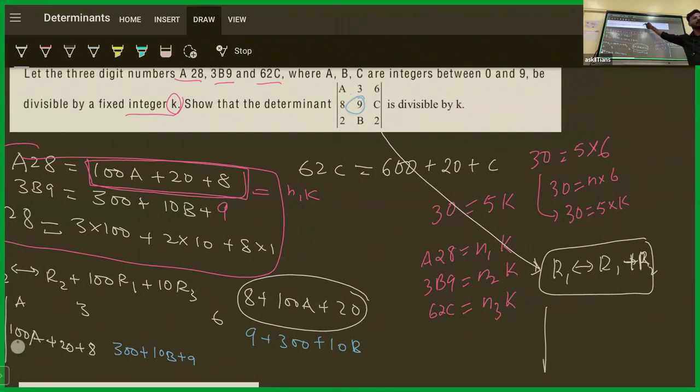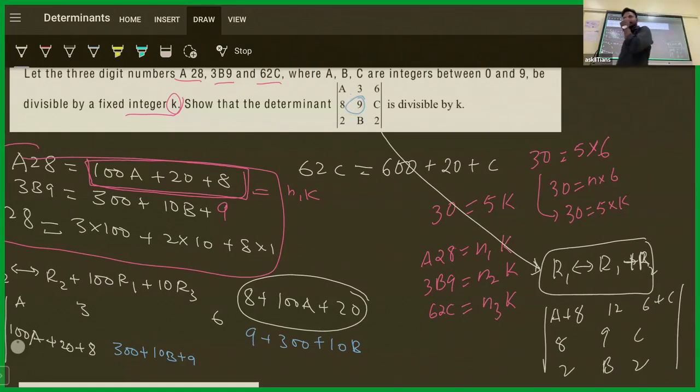Row 1 में operation ये है कि इस एलिमेंट में ये और ऐड कर दो. तो what we are getting at the first place: a plus 8. Then the second element, 3 plus 9, that is 12. Then 6 plus c. अब how we have to write down the row 2 elements? कुछ चेंज किया रो 2 में? कुछ चेंज नहीं किया. तो जैसे है वैसे लिखेंगे. रो 2 के एलिमेंट सेम ही रहेंगे: 8, 9, c, 2b2.